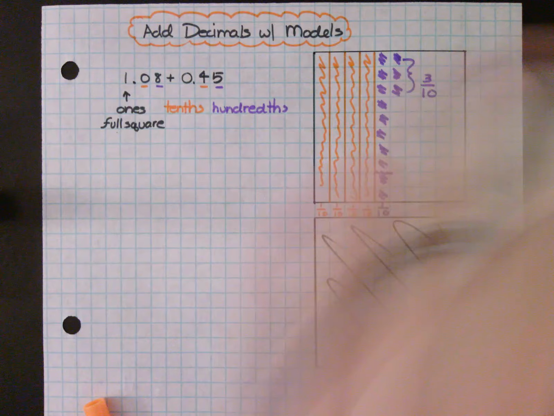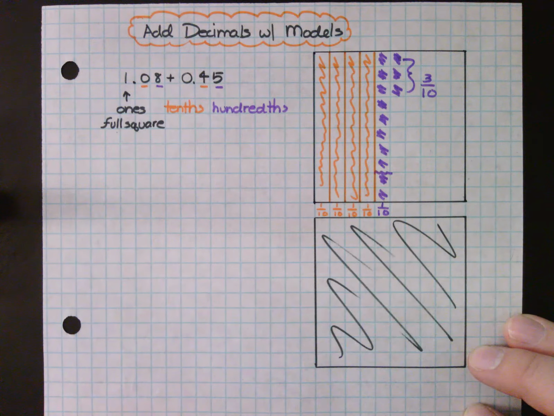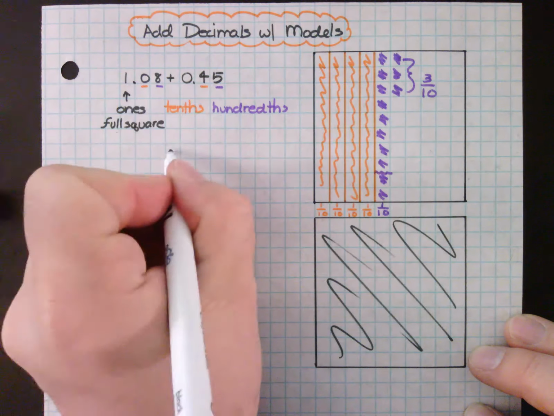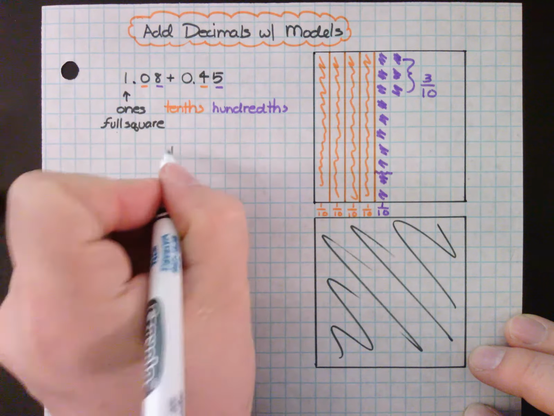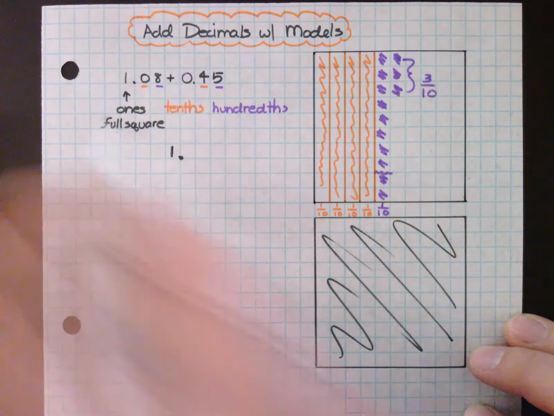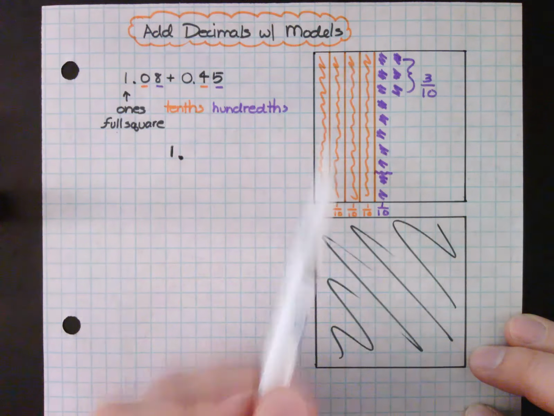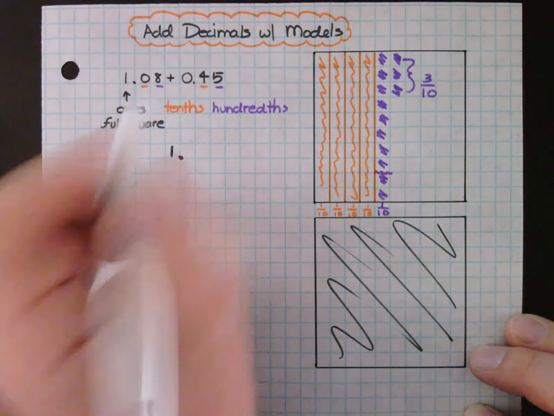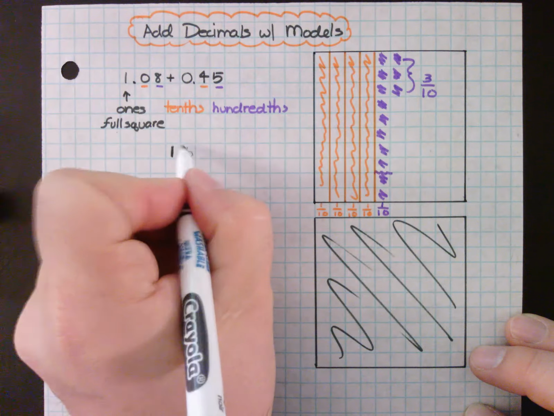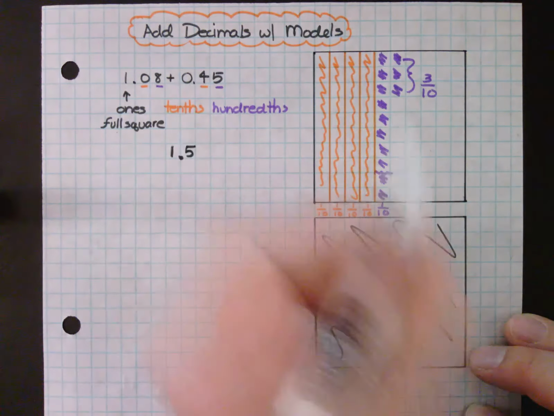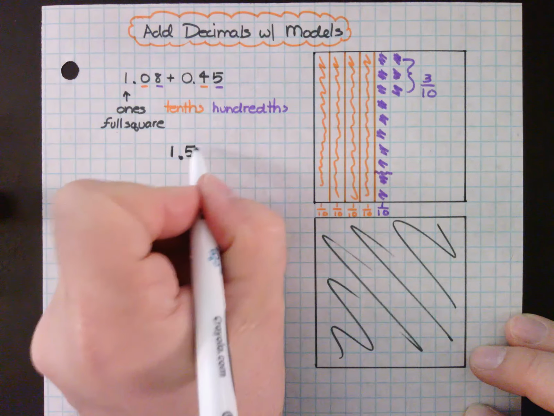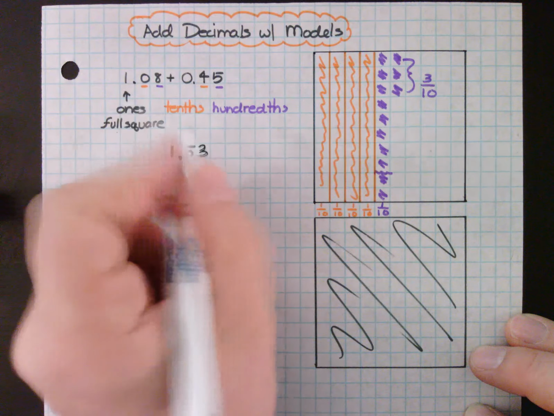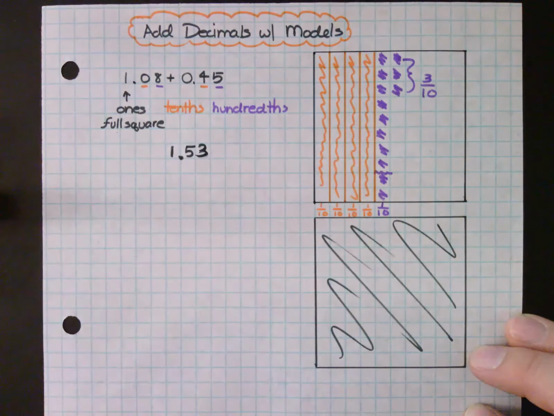So now I can add this whole thing together and get my decimal. I have one full square, so that's 1. Point, I have 1, 2, 3, 4, 5 tenth bars, so that goes in the tenths place. And then I have 3 hundredths. And that's my answer.